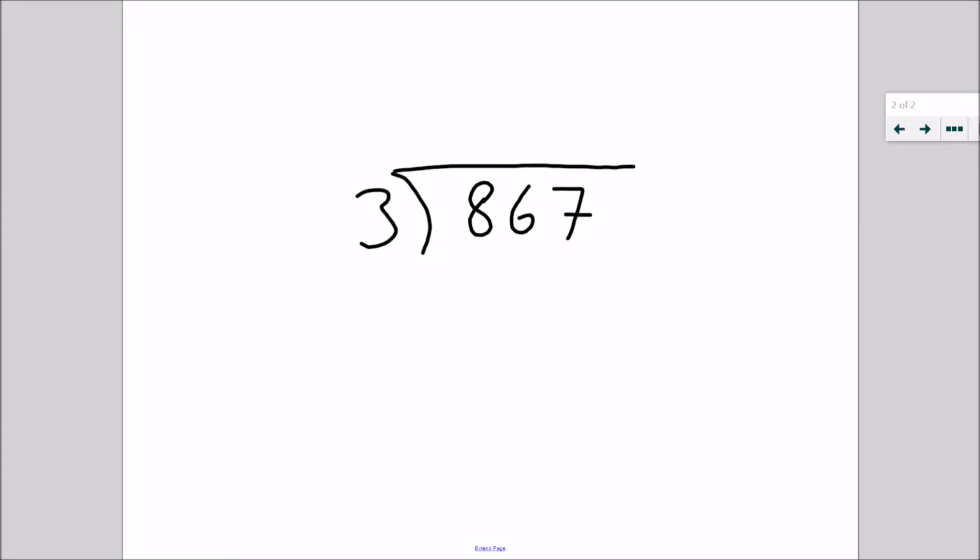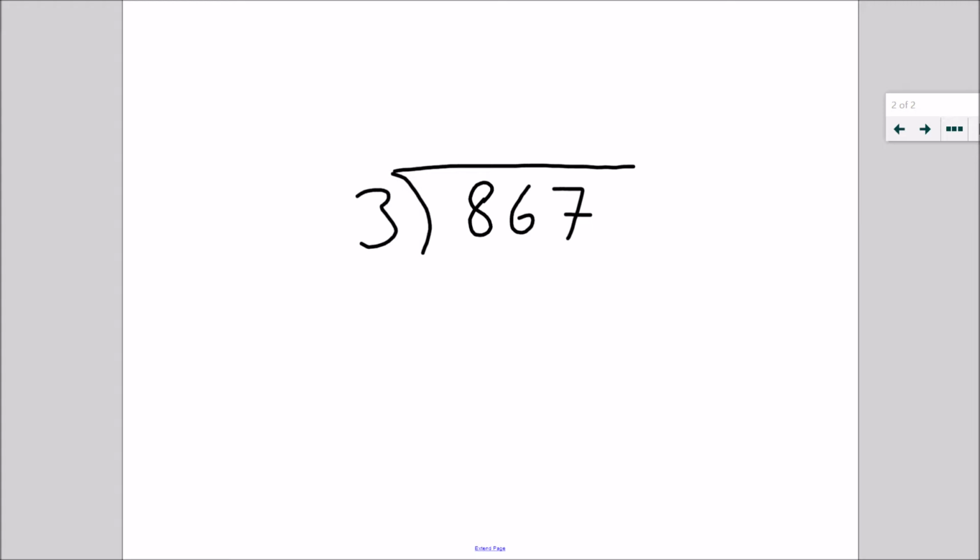This is how we're going to be structuring things from here on out, so don't worry about these symbols right now. Now, I'm going to try a pretty big number divided by a pretty small number here. I'm going to start by drawing my bracket. The problem I'm going to try and answer is: 867 is my dividend, and 3 is my divisor.